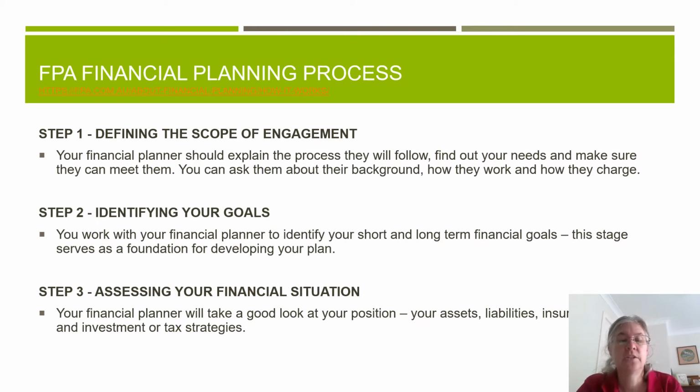So this information is from the Financial Planning Association of Australia, and this is how they describe the financial planning process. So step 1, you need to define the scope of the engagement. So make sure the client understands what the process is that's going to be gone through, find out the client's needs, make sure that as a financial planner that you can meet them. Ask them about their background. If you're the client, then you should ask the financial planner about their background, how they work, how they charge, most important. Step 2, identifying the goals.